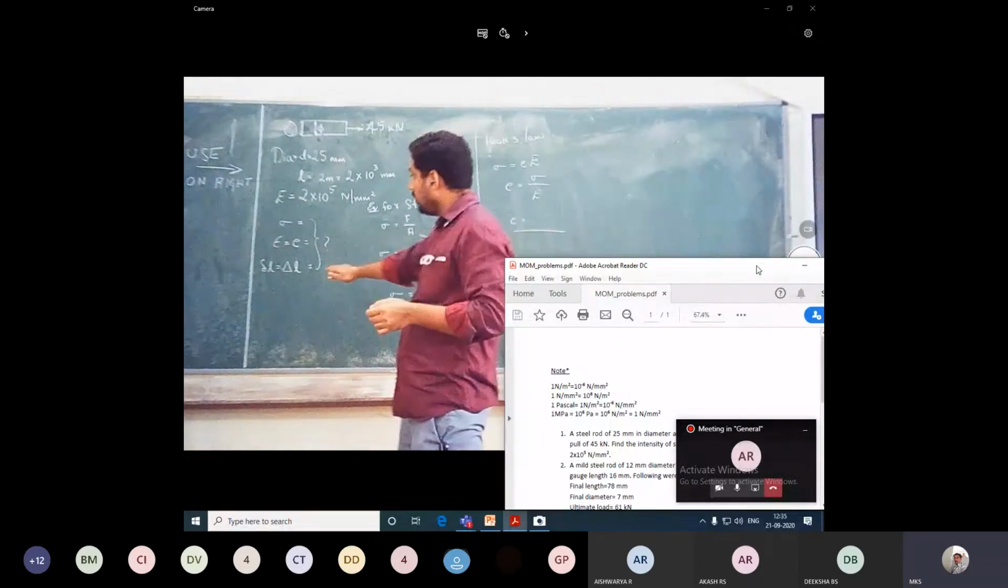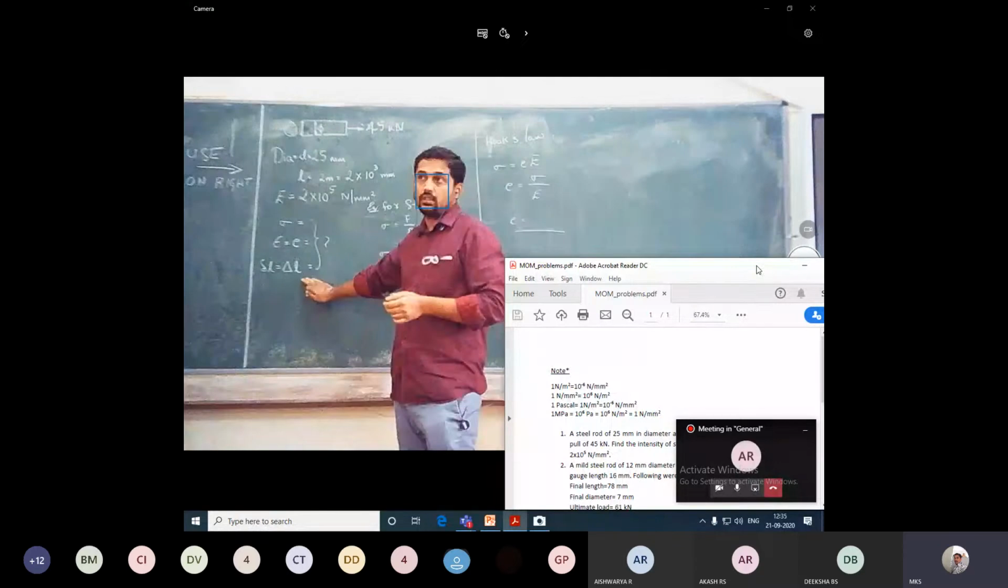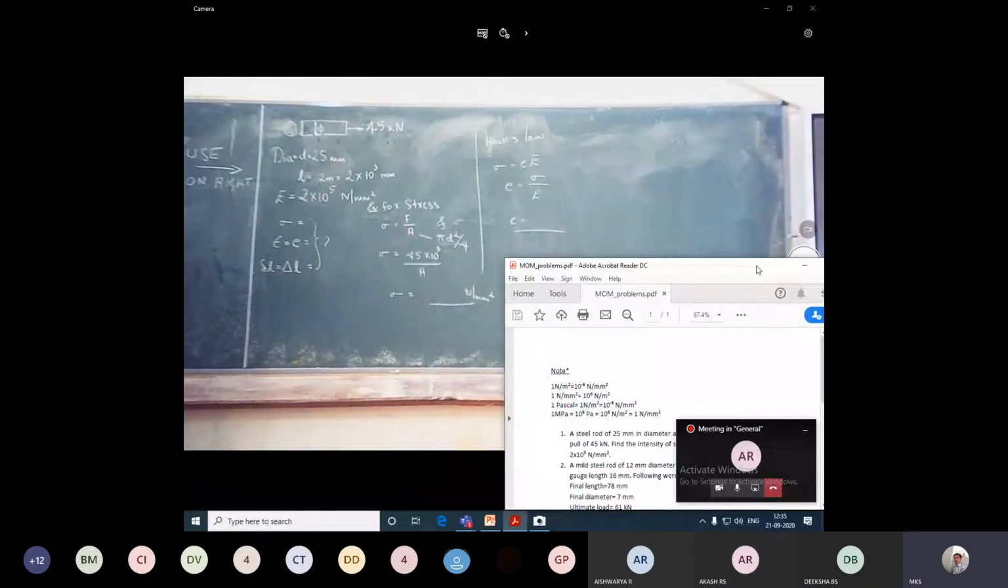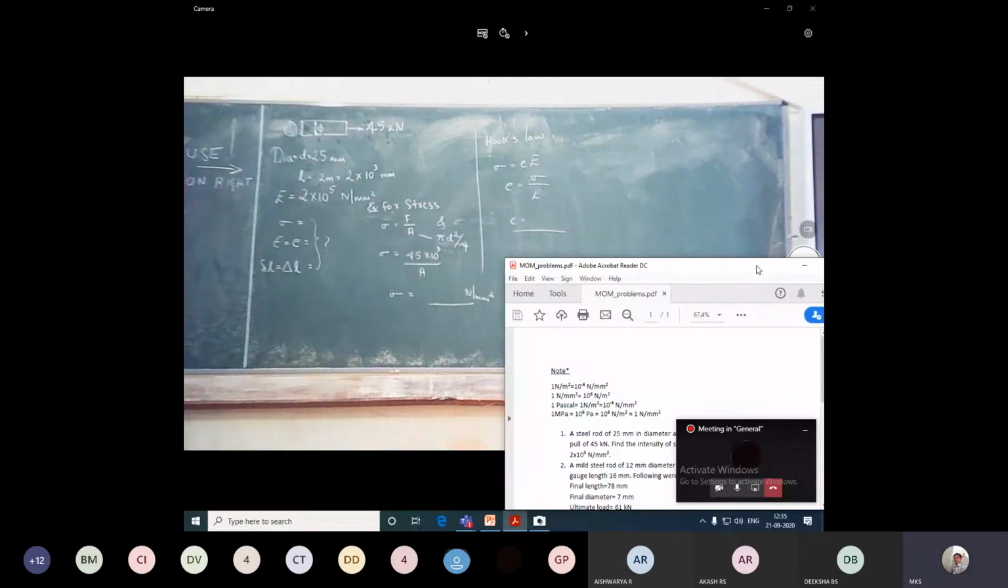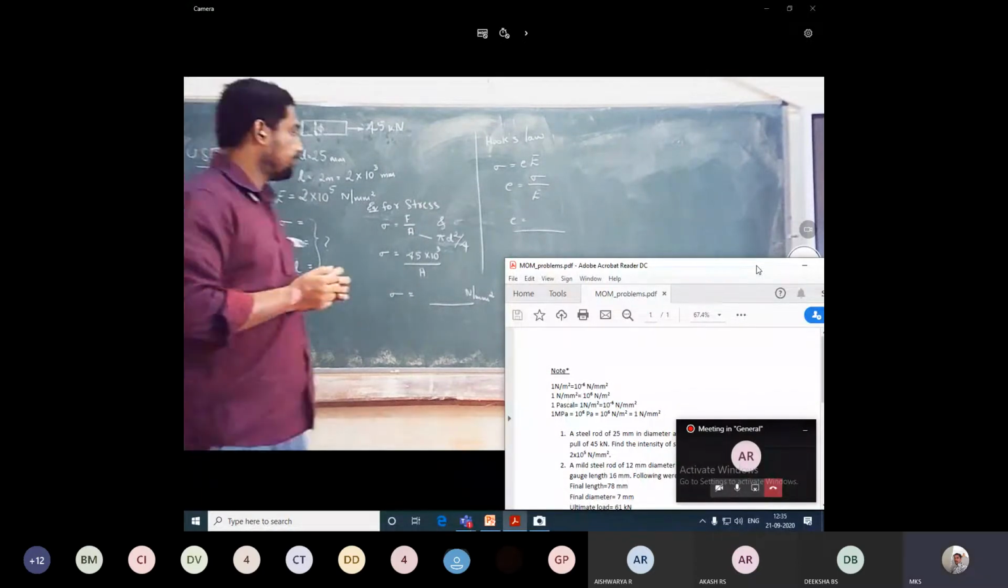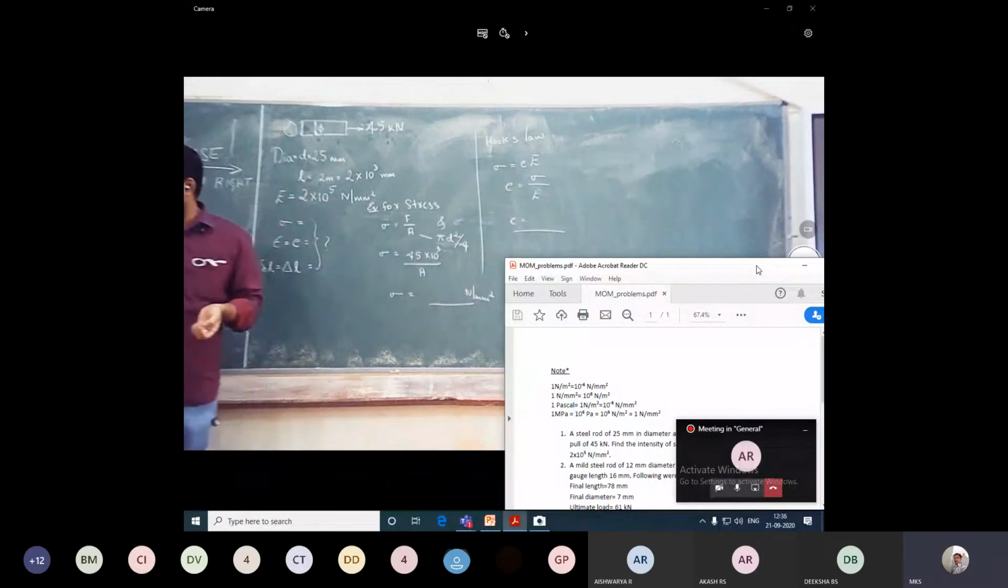The other unknown is the change in length, delta L. How to calculate delta L? What is the equation for strain? Abhishek, how to calculate the strain? It's a basic problem based on the basic equations. Abhishek is not here.